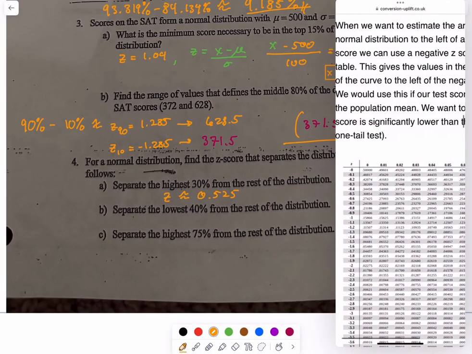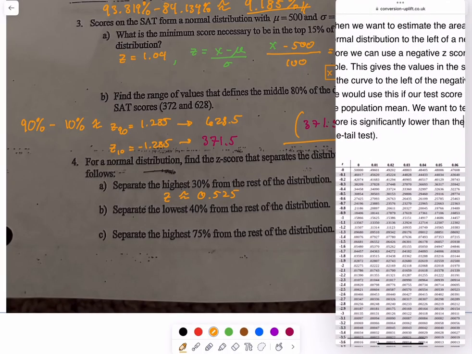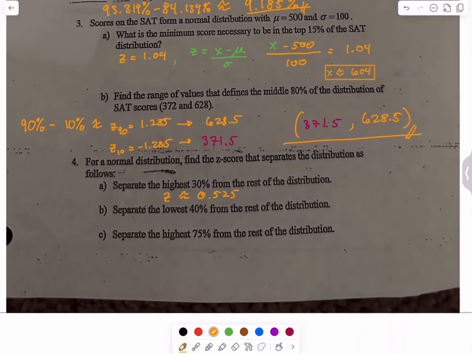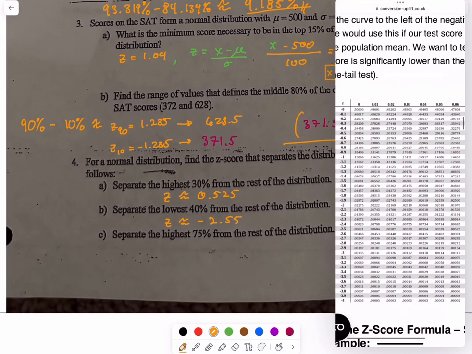Right there. Okay. So 40 is about halfway, 55. Negative 2.55. So the corresponding z-score is approximately negative 2.55. Am I reading that right?